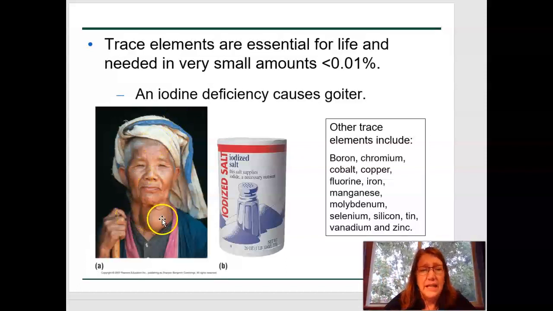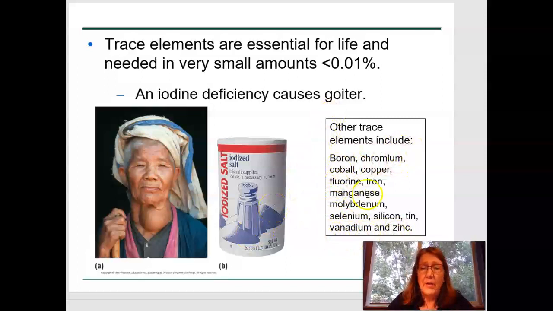This lady is from a country where she was not getting enough iodine, and she's got a condition in her thyroid called goiter. So in the United States and other countries, they actually put iodine in our salt. Salt is usually sodium chloride, NaCl, but they add iodine to it as a necessary nutrient. So other trace elements are going to include these ones here.